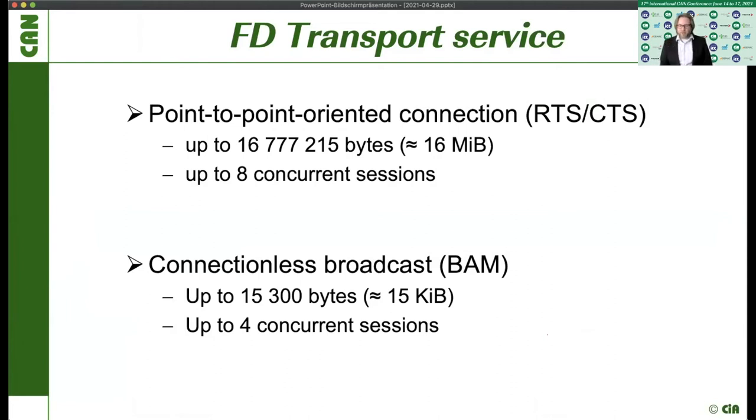Of course, we have the same for J1939 based on CAN-FD, so for the 22 specification. They are the same transport services modified for the use of CAN-FD. So we again have our point-to-point oriented connection with up to 8 concurrent sessions, and now not anymore with just almost 1800 bytes. Now we can transmit almost 16 megabytes. Of course, a connectionless broadcast is still available, and that now offers the possibility to transmit up to 15 kilobytes with up to 4 concurrent sessions.